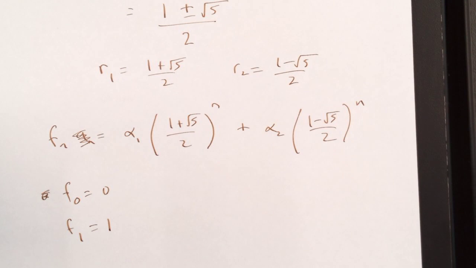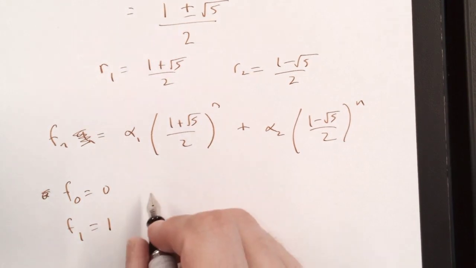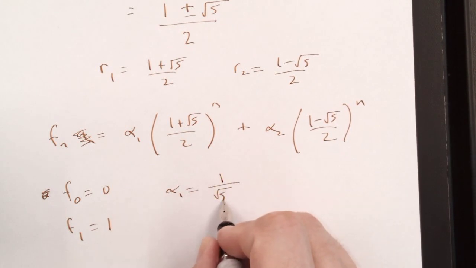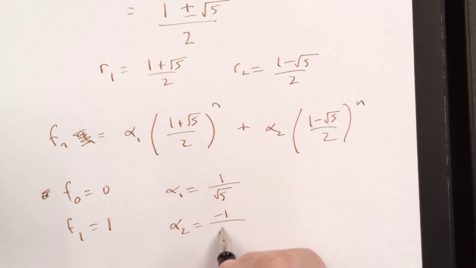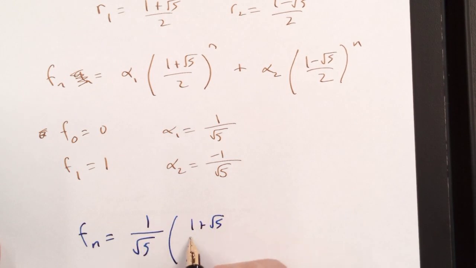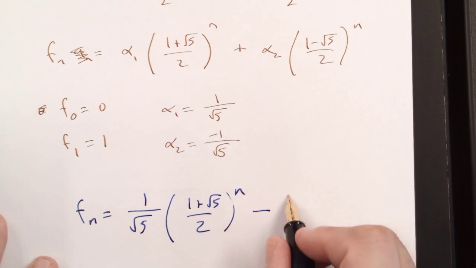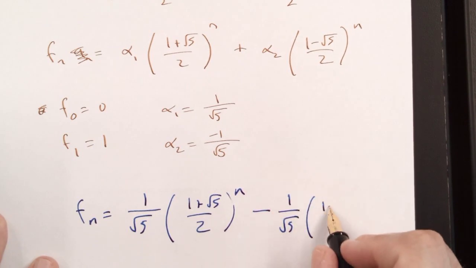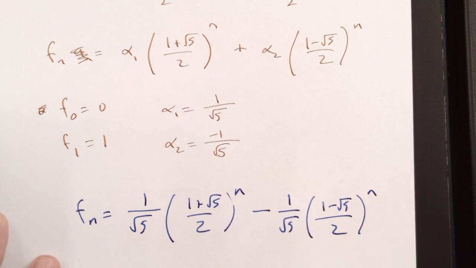I'm going to save you some trouble. It takes a bit of work. On page 544. Which means I have a formula for Fibonacci numbers. The nth Fibonacci number is 1 over the square root of 5 times the quantity (1 plus root 5 over 2) to the nth, minus 1 over square root of 5 times (1 minus root 5 over 2) to the nth.